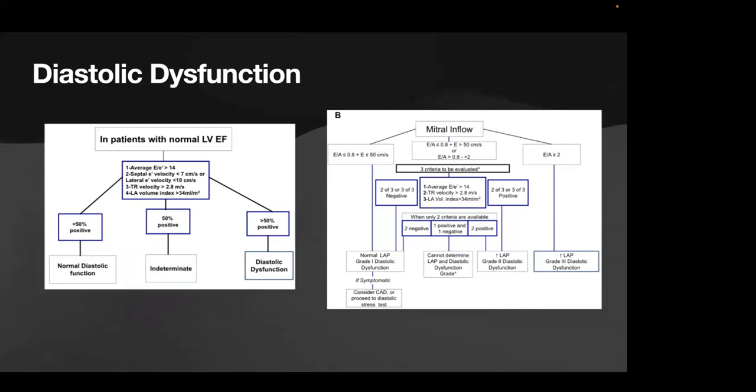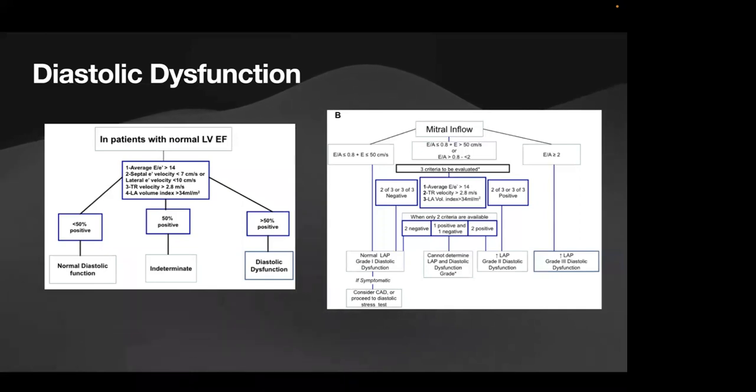Your E over E prime, which again is a surrogate marker of your left atrial pressure. Your TR velocity at 2.8 meters per second, or 30 millimeters of mercury, which is going to be another surrogate marker of your left atrial pressure. And your LA volume index, which again correlates well with heart failure and the grade of diastolic dysfunction. Those three parameters are going to help us differentiate either normal left atrial pressure or grade 2 diastolic dysfunction. That's the essence of it.